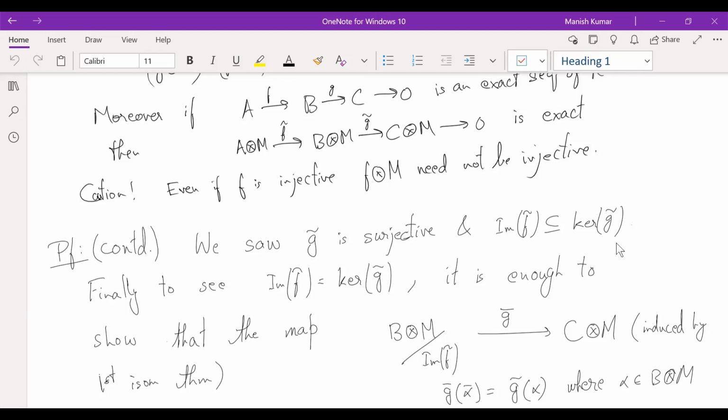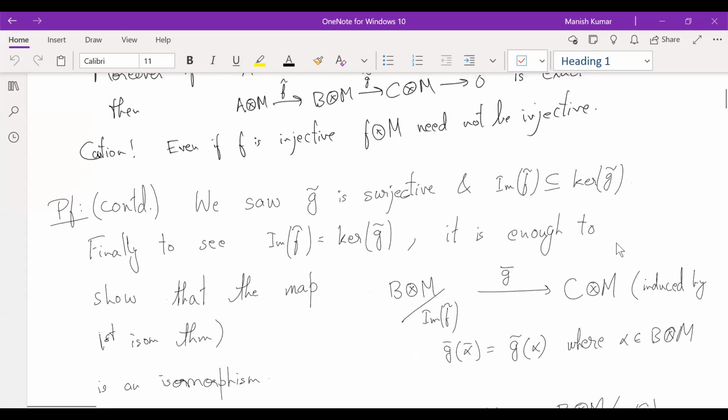If it is an equality, then by the first isomorphism theorem this will be an isomorphism, and conversely, if it is an isomorphism, then that means image F tilde is equal to kernel G tilde. It's not something smaller. If it was strictly smaller, then this would be a surjection, and the kernel would be kernel G tilde modulo image F tilde.